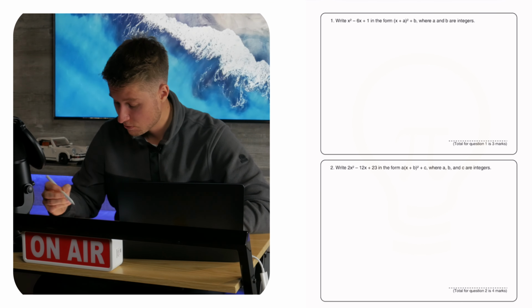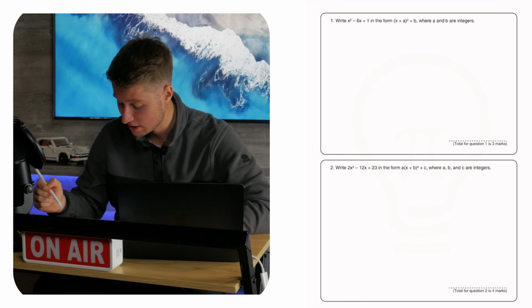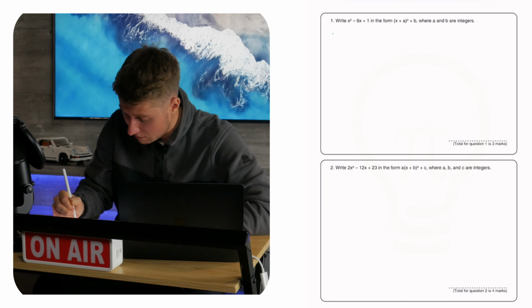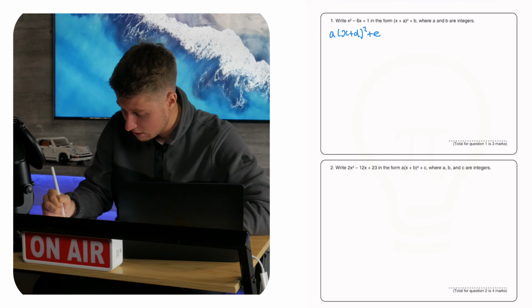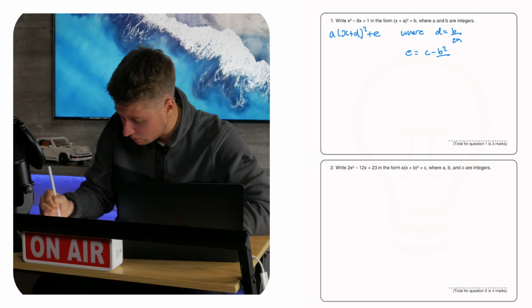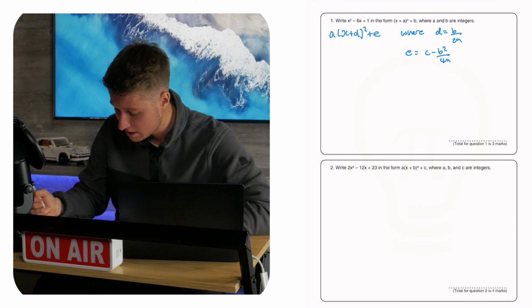Question 1. Question 1 is on completing the square and says write x squared minus 6x plus 1 in the form brackets x plus a all squared plus b, where a and b are integers. So when I'm doing completing the square, I like to write it in the form a brackets x plus d all squared plus e, where d is equal to b over 2a and e is equal to c minus b squared over 4a. So the next step is to fill in what a, b and c are.